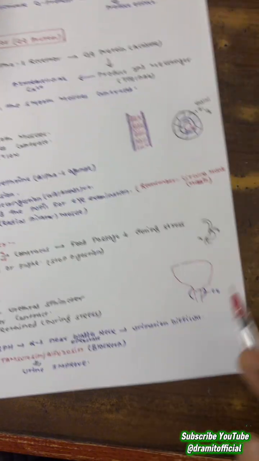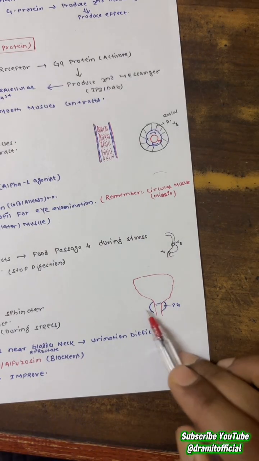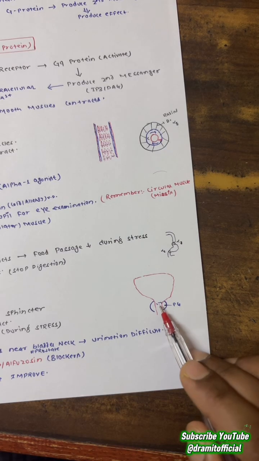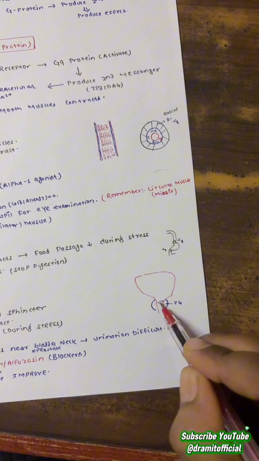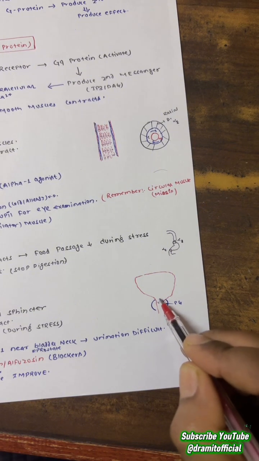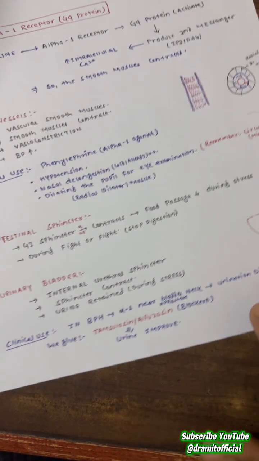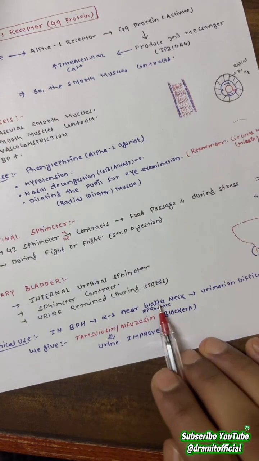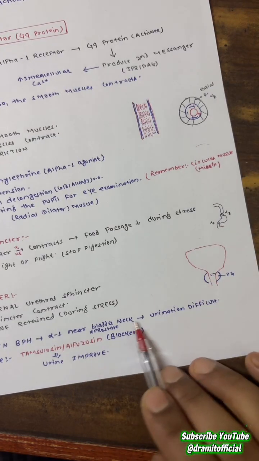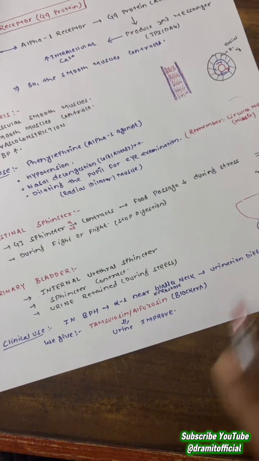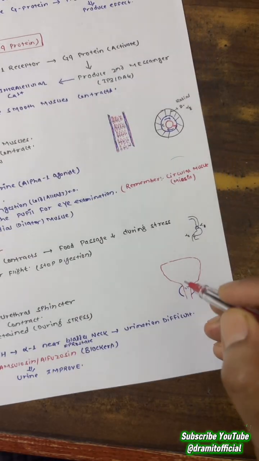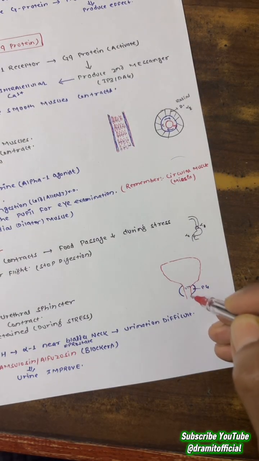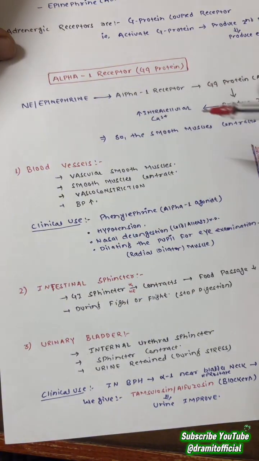Why? Because in BPH, the prostate gets hypertrophied, and that will cause obstruction over here, so the urine will not come out. If we block the alpha 1 receptor over here, then there will be nothing to block the passage. So in BPH, alpha 1 near the bladder neck or prostate causes urinary difficulty. If we give an alpha 1 blocker like tamsulosin or alfuzosin, it will help to remove the urine, because it will clear this passage. Okay, so this is how alpha 1 receptor works on blood vessels, intestinal sphincter or urinary bladder.